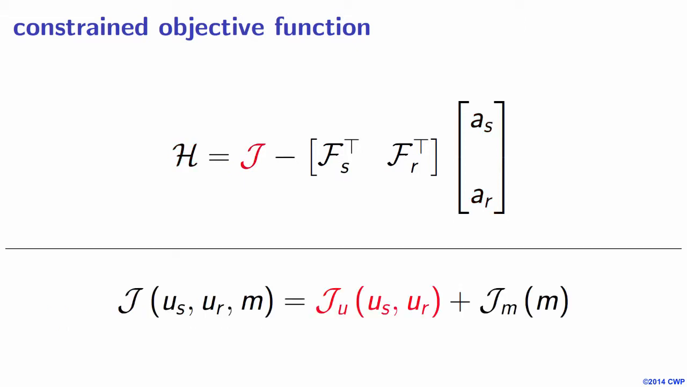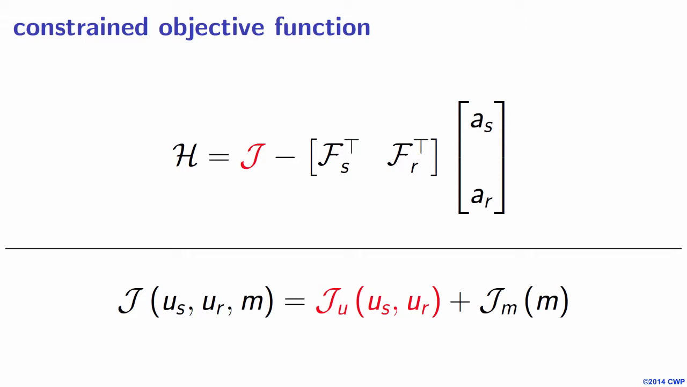Coupled with that, we have another element, which is J. This is the objective function, if you want, the unconstrained objective function. And this unconstrained objective function, of course, depends on the things that we have, which are the source and receiver wavefields, on which I will build everything that I will tell you in the next half hour, but also depends on the model parameters.